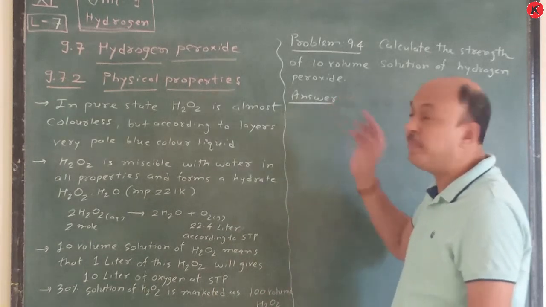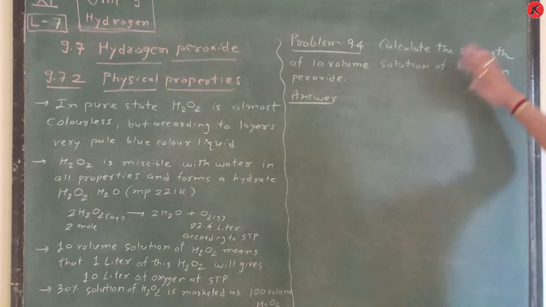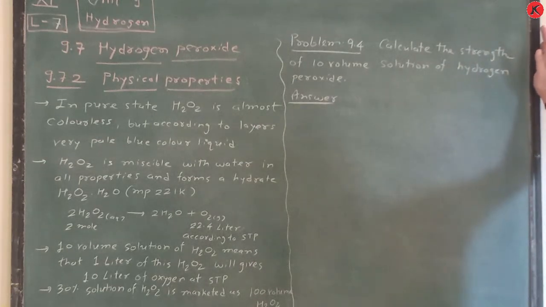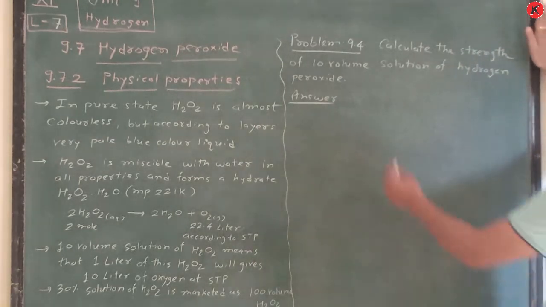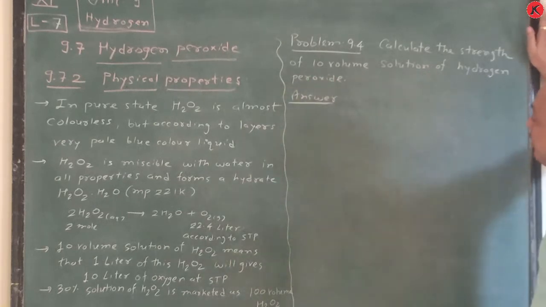Okay, so here is one problem in your NCERT textbook. Calculate the strength of 10 volume solution of hydrogen peroxide. First of all, we write what is the meaning of 10 volume solution of hydrogen peroxide.